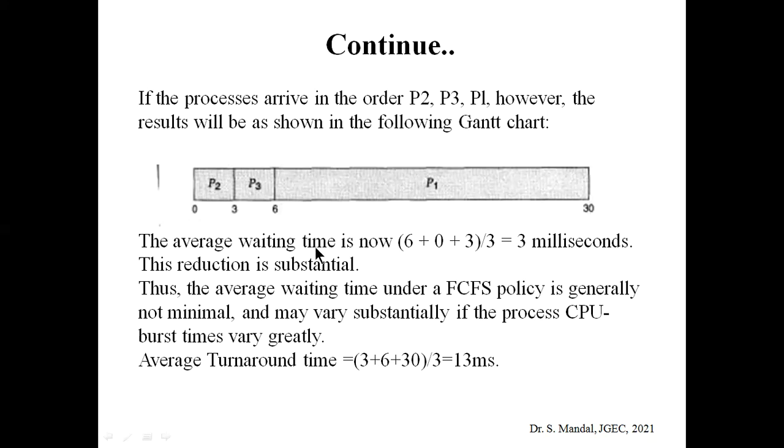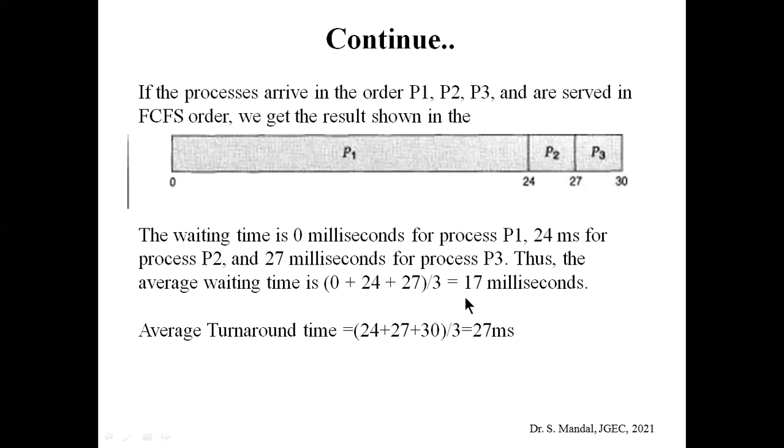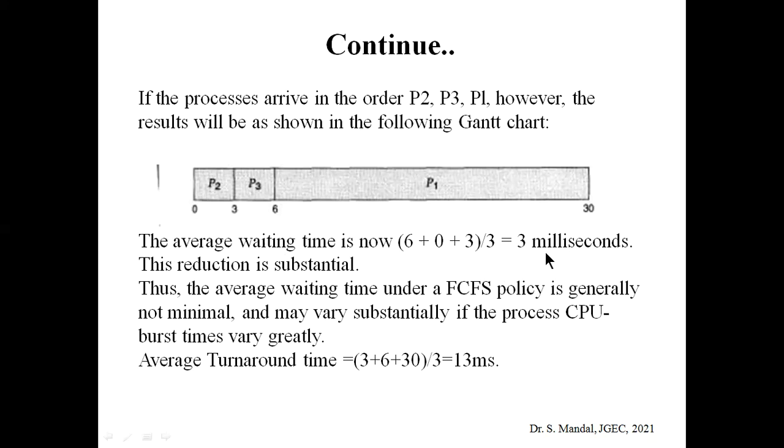So here the average waiting time is now: for P1, it needs to wait 6 milliseconds, for P2 it needs to wait 0 milliseconds, and for P3 it needs to wait 3 milliseconds. So it is 6 plus 0 plus 3 divided by 3, that is 3 milliseconds. Okay, so this reduction is quite significant or substantial. Whereas in the earlier scenario it was 17 milliseconds, here we can see that the average waiting time is 3 milliseconds, and consequently the average turnaround time will also be reduced, that is 3 plus 6 plus 30 divided by 3, that is 13 milliseconds.